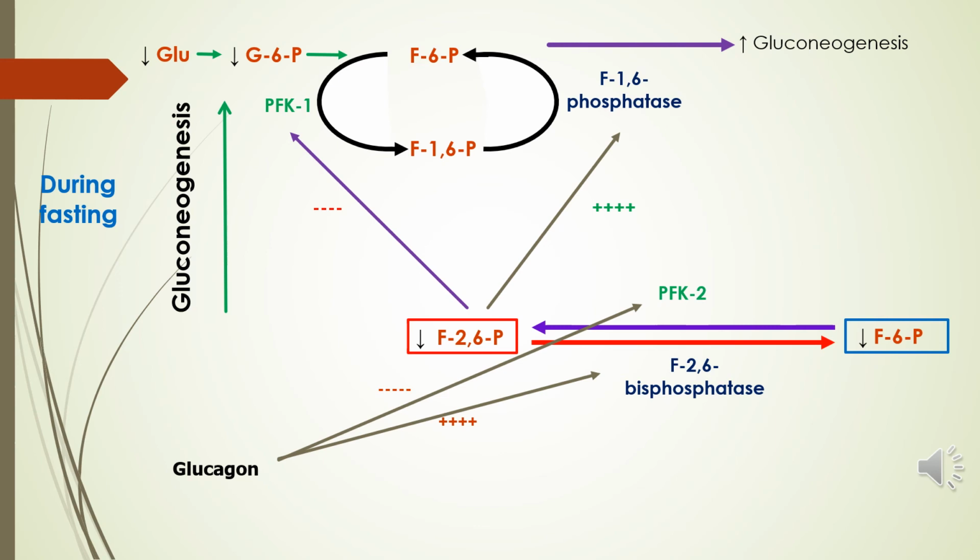Hence, gluconeogenesis is stimulated by a decrease in the concentration of fructose 2,6-bisphosphate, which inactivates the phosphofructokinase 1 and relieves the inhibition of fructose 1,6-bisphosphatase.